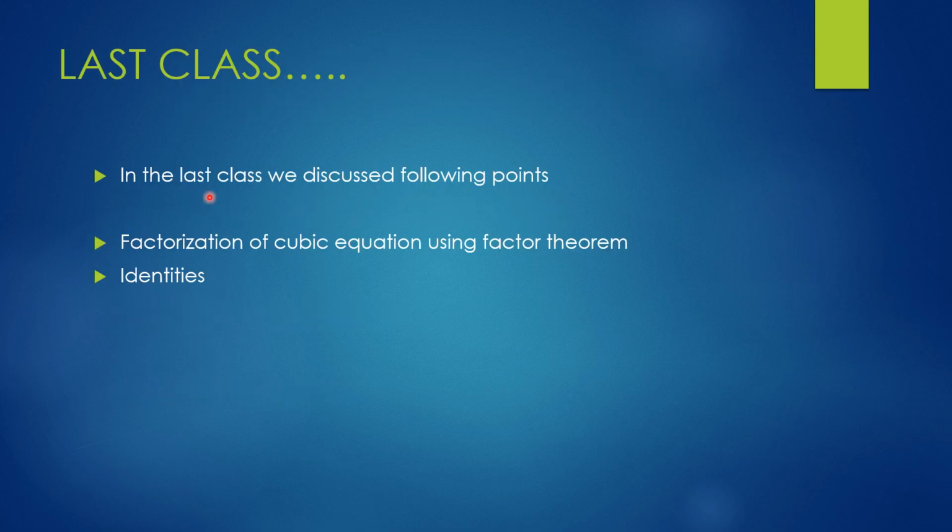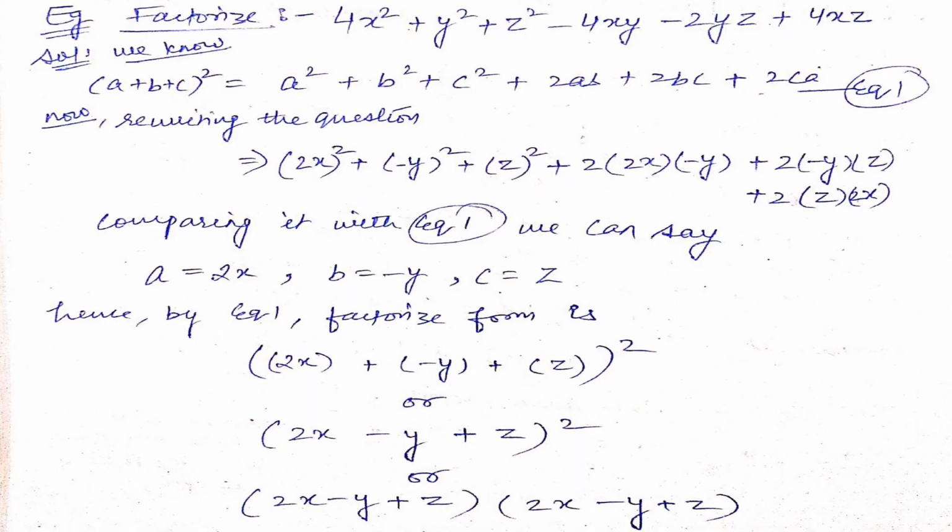In the last class, we discussed factorization of cubic equations using the factor theorem, and we did some identities. If you remember, the last identity, formula number 5, which I termed F5, was x plus y plus z whole square, and the formula was x square plus y square plus z square plus 2xy plus 2yz plus 2zx.